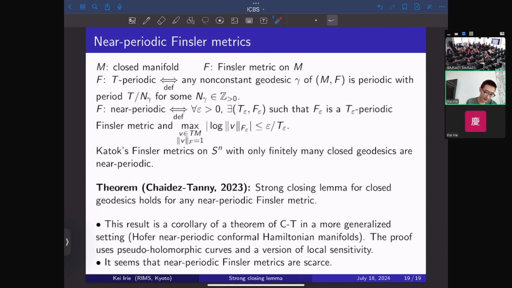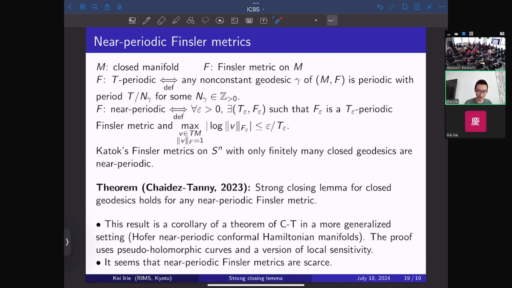And we say that a metric F is near periodic if it can be approximated by a sequence of periodic Finsler metrics in this sense. And the basic example of a near periodic Finsler metric is Katok's famous Finsler metric on the n-sphere with only finitely many closed geodesics. And then the theorem by Cristofaro-Gardiner and Hutchings and Hryniewicz and Ginzburg and Hein in the last year showed that the strong closing lemma for closed geodesics holds for any near periodic Finsler metric.